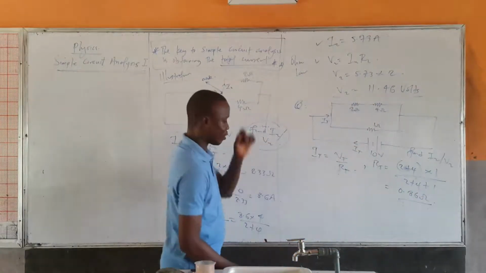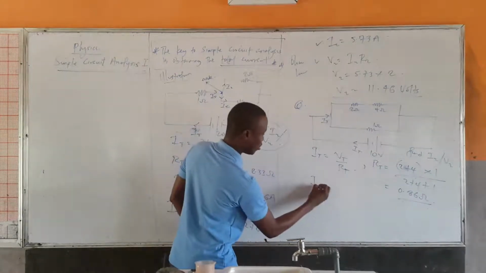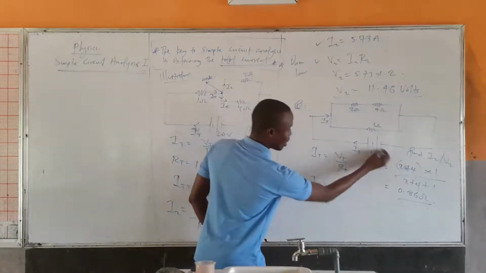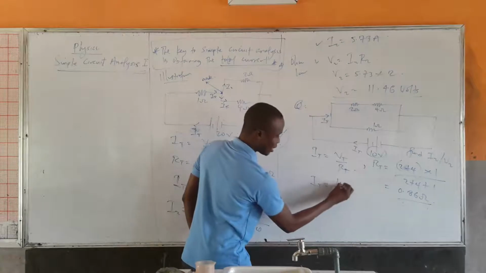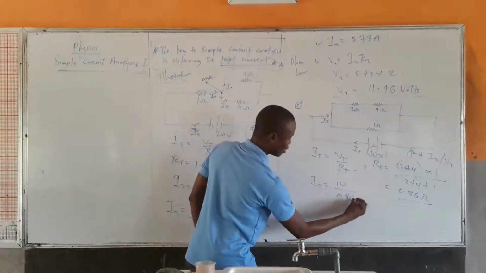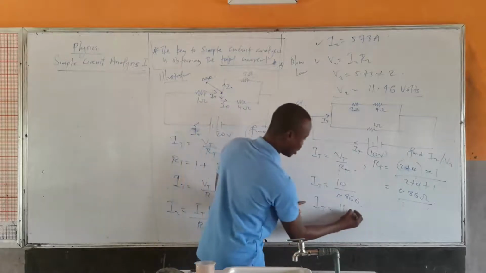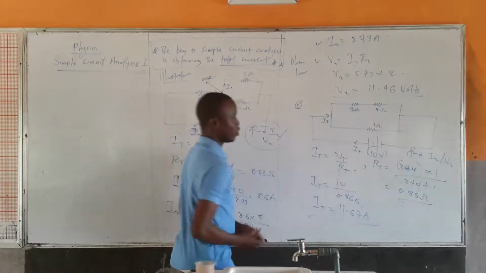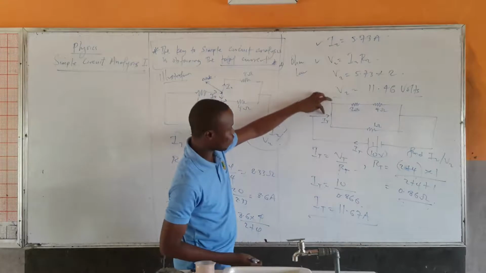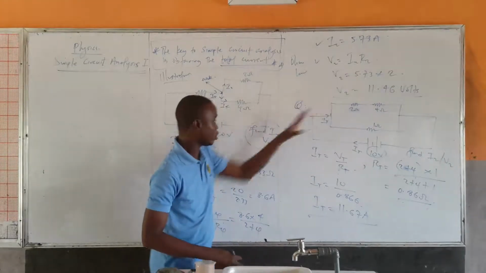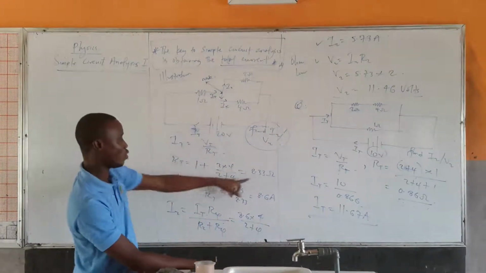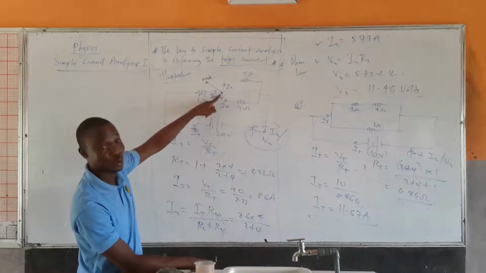So with total resistance, I can go on to find the total current. I total is V total. The V total here is 10 volts. That's 10 over 0.866. So what's the I total there? The I total there is 11.67 amperes. So that means I have a total current of 11.67 getting towards this node, just like I had a total current of 8.6 getting towards this node.